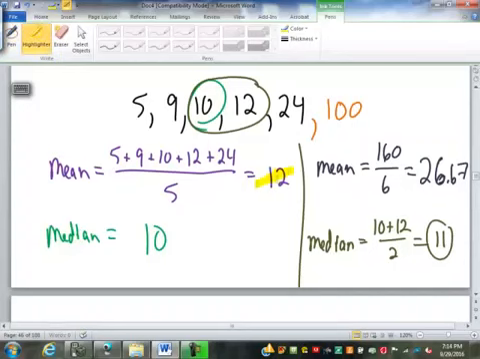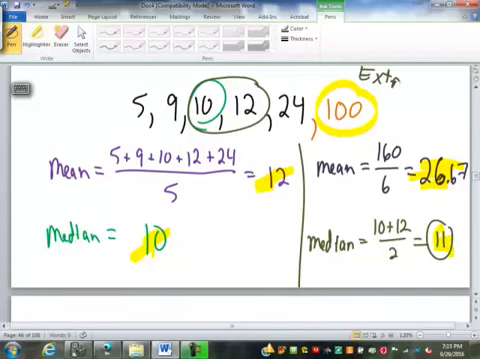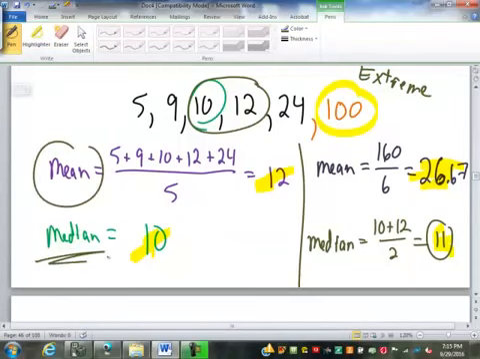You see here the mean went from 12 up to 26.67. The median went from 10 up to 11. It didn't change much. The median will always be at the center. It's the middle. So this unusual value, this is called an extreme value here, changed the mean a lot, but it didn't change the median very much. The median is what we call more resistant or more stable to those extreme values. Statistically speaking, the median is usually considered to be better, more reliable. Let me give you a great example of a case where that is the case.